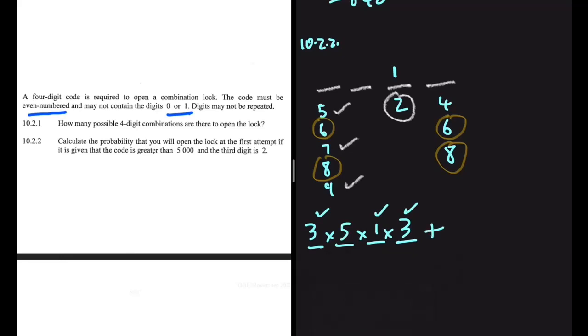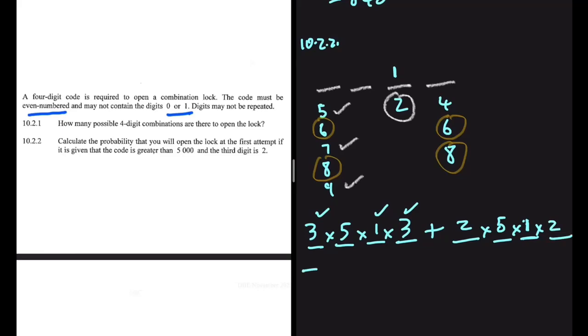Let's look at the case when 6 and 8 occupy the first spot. When 6 and 8 occupy the first spot, we have 2 possible digits that can occupy the first spot. On the second spot, we're going to have 5 digits after we have satisfied everything else. On the third spot, we need 2, so that is 1 digit. If 6 or 8 occupies the first spot, then on the last spot we are only going to be left with 2 even digits. Let's say 6 occupied the first spot, then we are left with 4 and 8. If 8 occupies the first spot, we are left with 4 and 6. So we have 2 possible digits that can occupy that last spot.